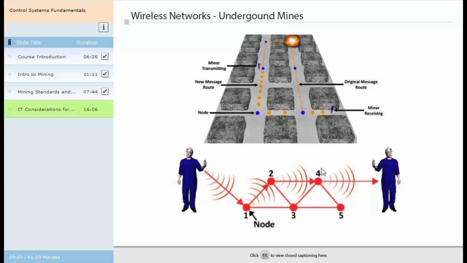To combat these challenges, an underground wireless network must provide a stable and reliable infrastructure that is easy to deploy and relocate.